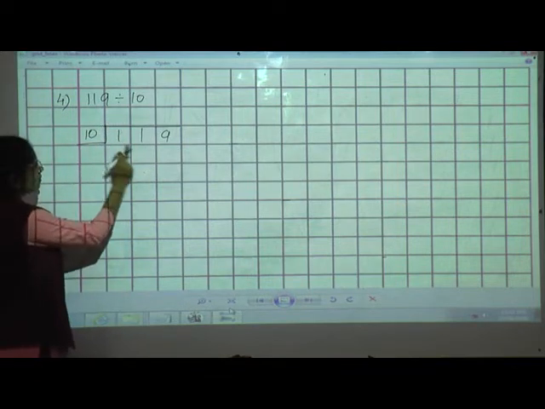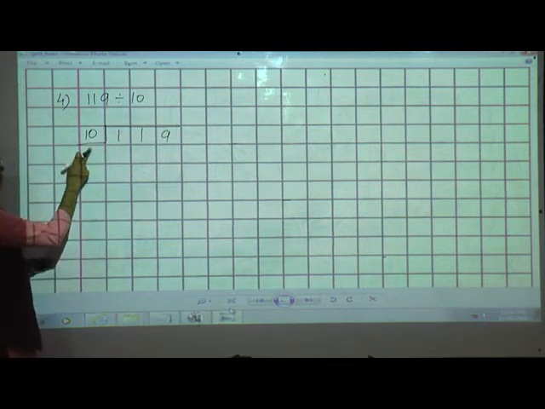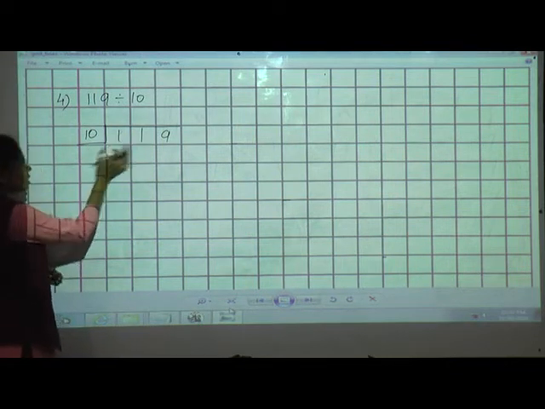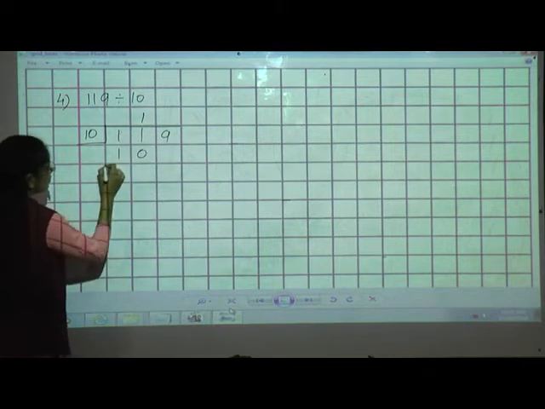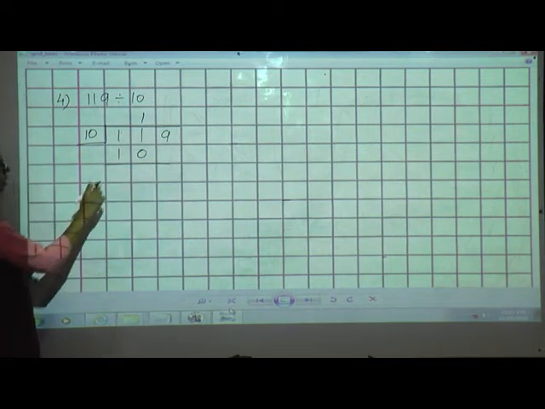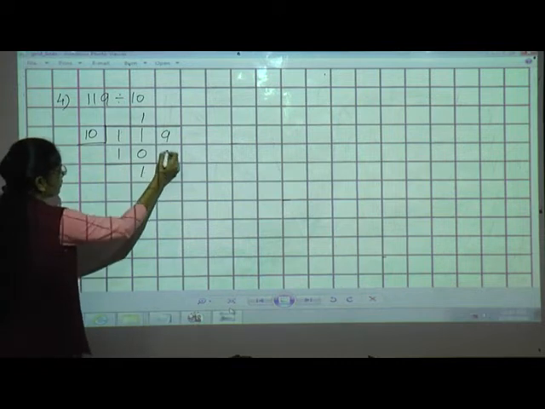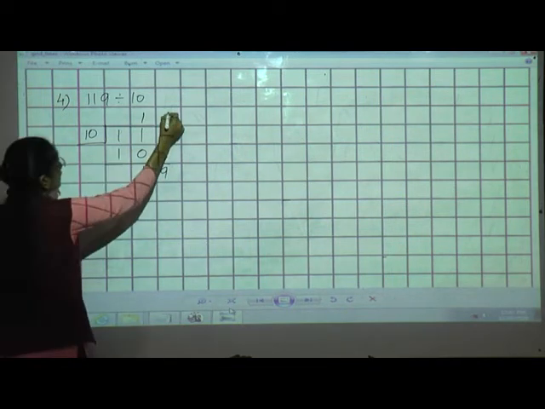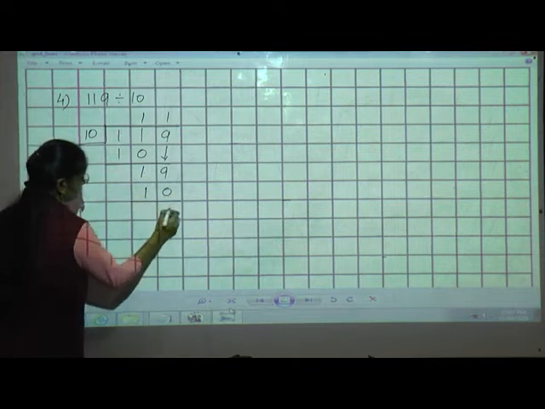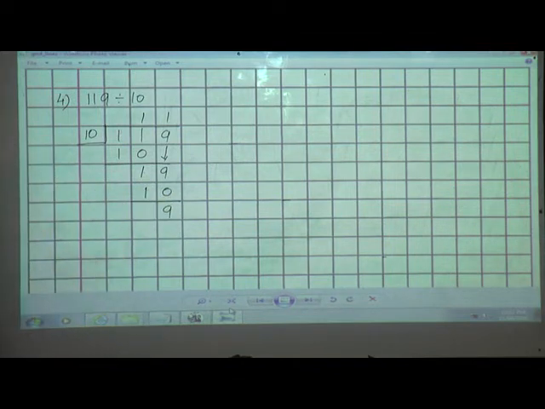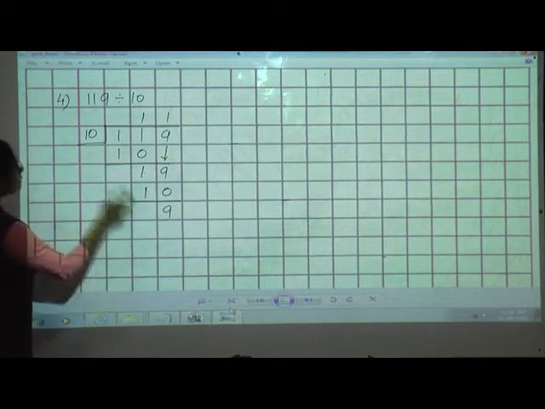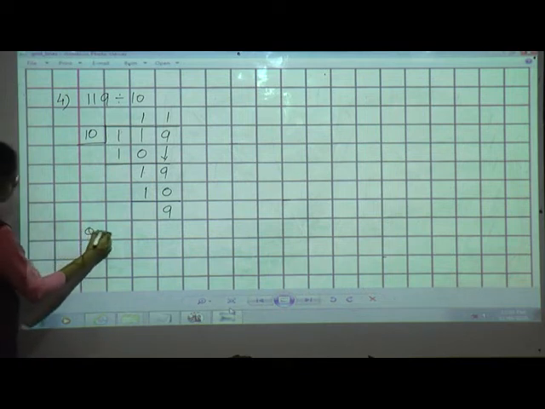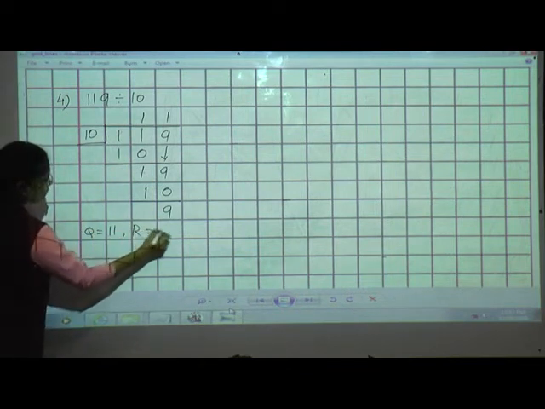Now see, here the divisor is 10. In the table of 10, 11 is not there. So 10 ones are 10. Now 11 minus 10, 1. Now take this 9 down here. Again in the table of 10, 19 is not there. So what will we do? 10 ones are 10. 19 minus 10, 9. So see here, we got the remainder 9 and the quotient 11. So write here Q is equal to 11 and R is equal to 9.